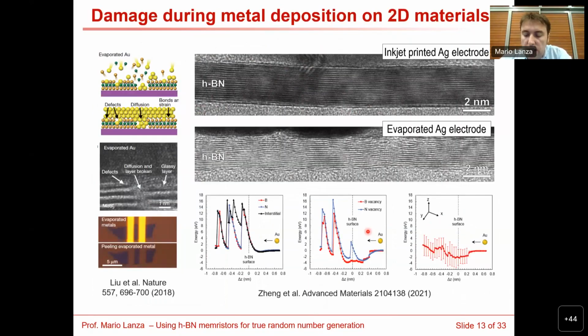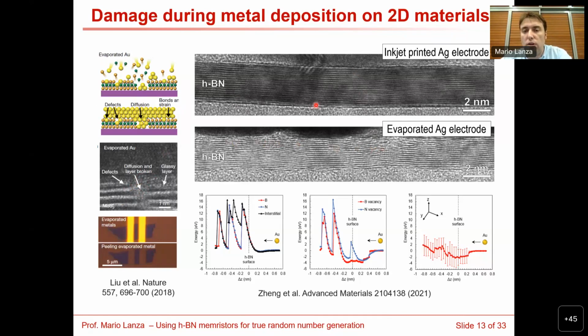Another type of defects introduced in the 2D material is during metal evaporation, during metal deposition. Depending on the method that you use for the deposition of the material, you will be introducing defects. And depending on the type of this 2D material, depending on the energy to form vacancies, you will introduce more or fewer defects. It has been observed that 2D semiconductors like molybdenum disulfide can be severely damaged when doing evaporation of gold. Boron nitride also gets damaged.